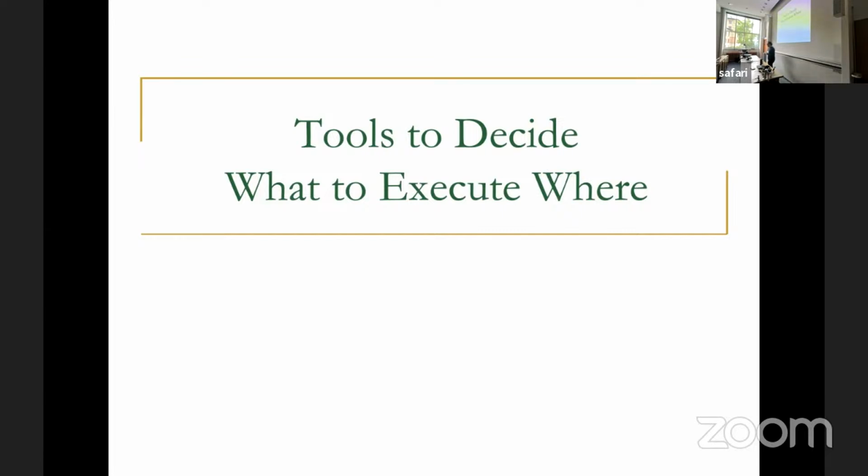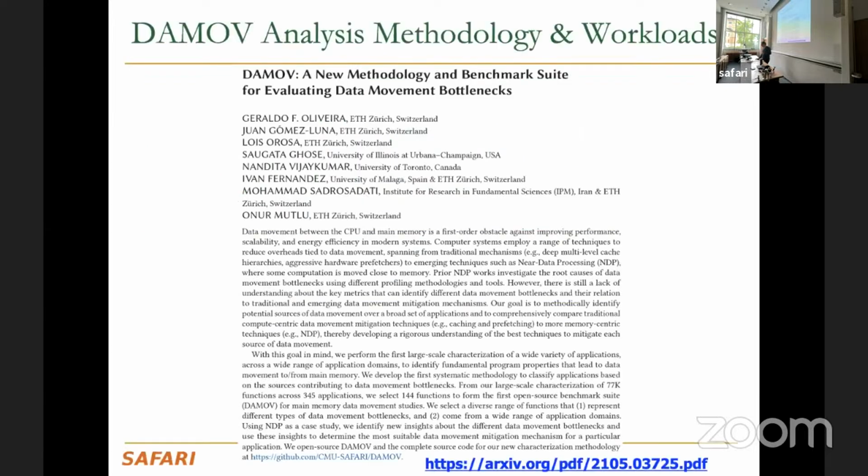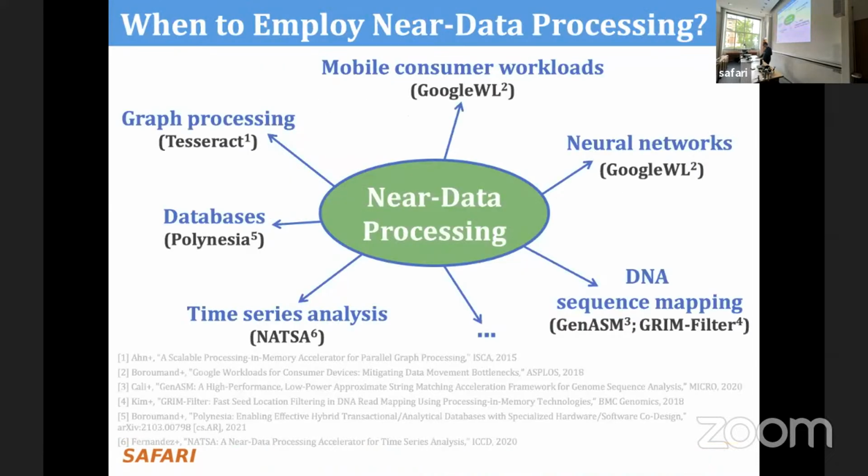Okay, so now we're going into a little bit more adoption issues, which is you need some tools to decide what to execute where if you really want to partition workloads across, for example, CPU and storage or CPU and memory and storage, right? I think this is an important direction. This is an area where we develop tools. Geraldo, who was here yesterday, developed this tool called DAMove. And I think this sort of tool is really important, and we really need to develop more and more tools in this direction. So that's the key idea, basically.